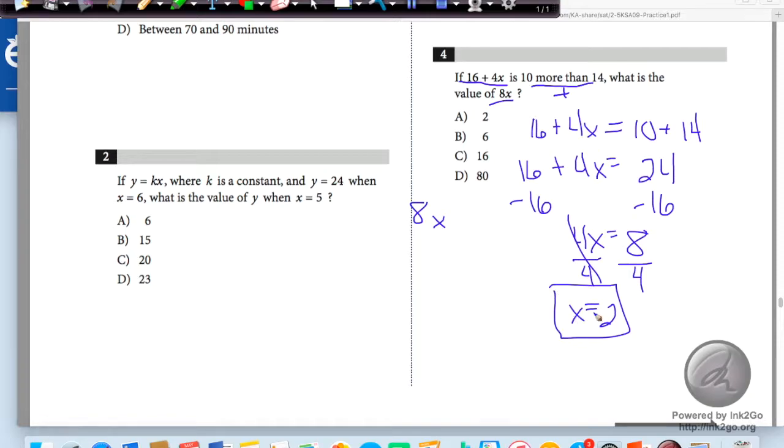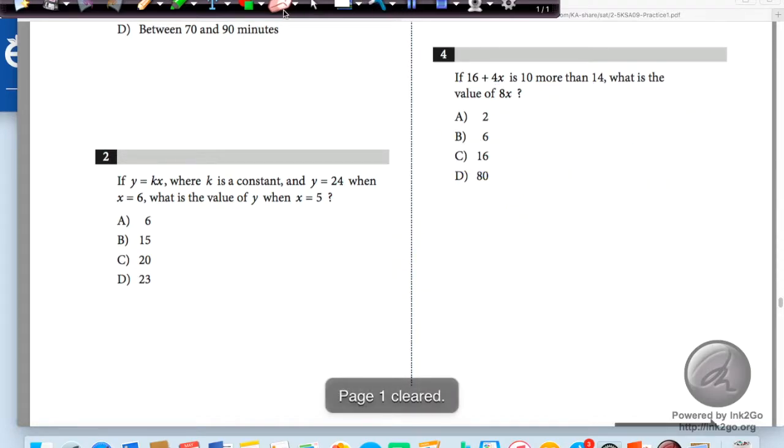So I have x equals 2, but I also have to plug this back in and figure out the total value of 8x. So I'm going to do 8 times 2, which gives me 16 altogether. And 16 should be my answer. C is the best choice.